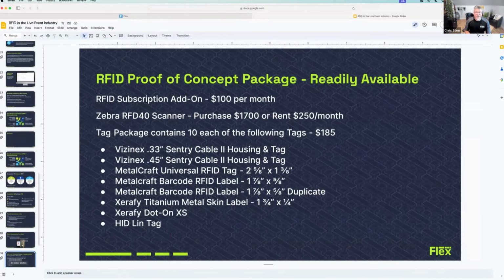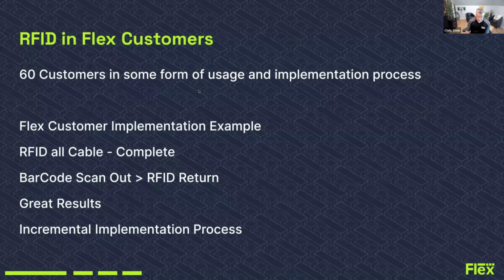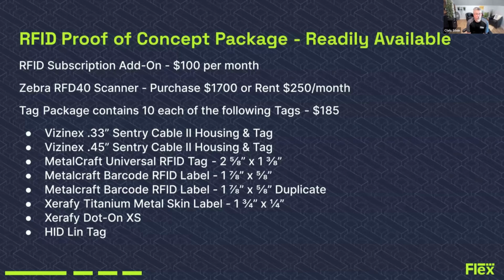Let's see. The other thing that we want to go over is we have what we call an RFID proof of concept package. The RFID subscription add-on is an additional $100 per month. The scanner, we allow these to be either purchased or rented. So we've got most of our customers are purchasing these, and purchasing many of them. Other ones are just renting them and just taking a lower upfront cost to make sure it's right for them. So we allow that. We buy these, get them configured to work directly with your system, so there's no other configuration needed on your end.